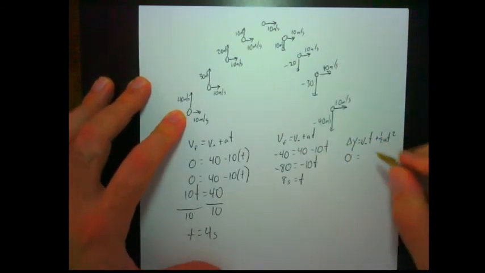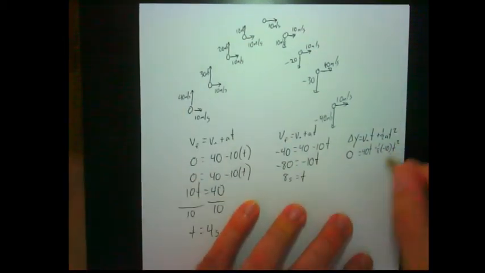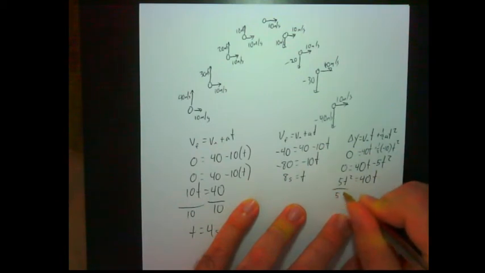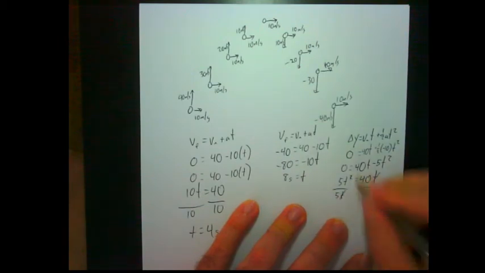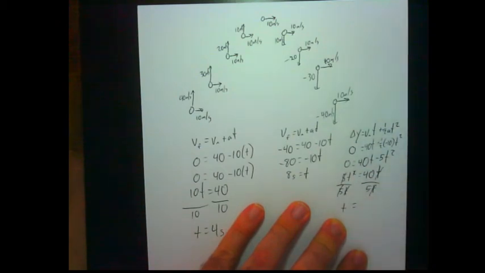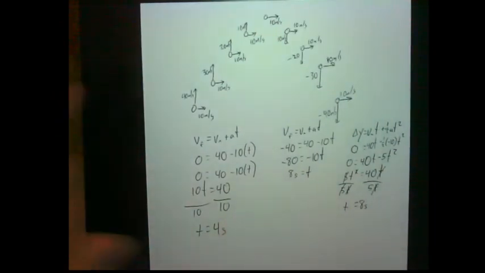0. The initial vertical velocity was 40 times time plus 1/2 the acceleration, which is negative 10, times time squared. 0 equals 40t minus 5t squared. 5t squared equals 40t. Divide both sides by 5t. Don't tell your math teacher we're doing it this way, because we are not dealing with the square, right? t equals 40 divided by 5, which is 8 seconds.